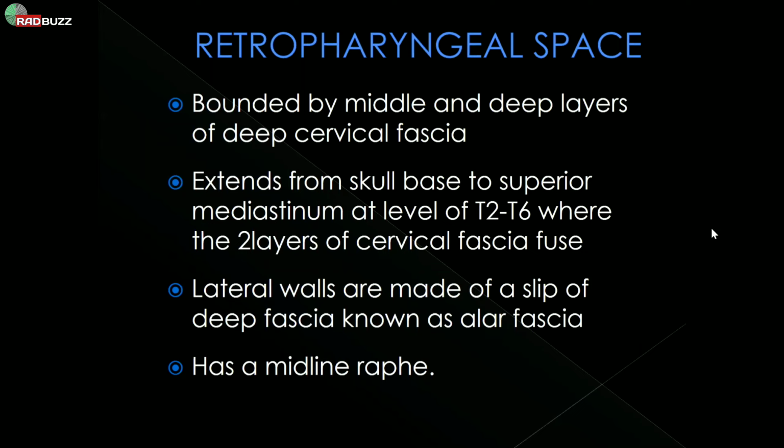Okay, the next space is the retropharyngeal space, which is behind the pharyngeal area. It's bounded by the middle and deep layers of the cervical fascia and extends from the skull base to the mediastinum at the level of T2 to 6, where the two layers of the cervical fascia fuse together. Its lateral wall is made up of a slip of fascia known as the alar fascia, and it has a midline raphe.